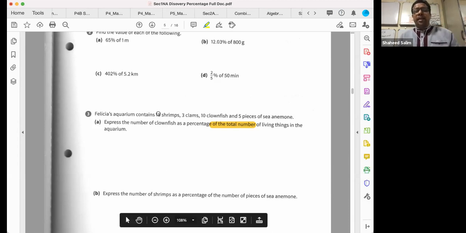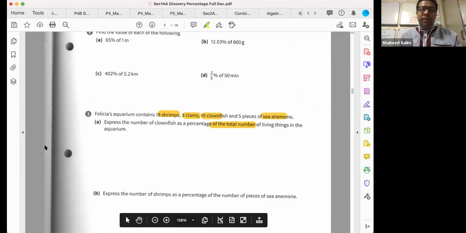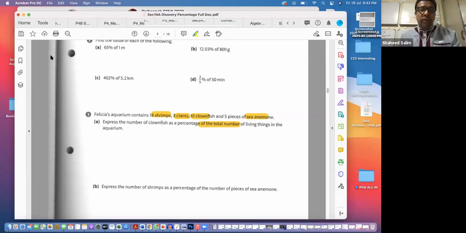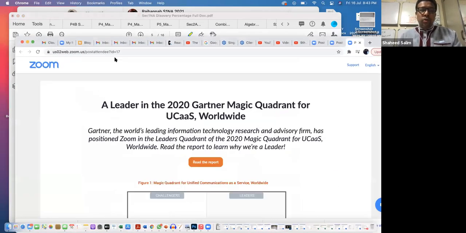Okay, let us see. You must know what these are. Shrimp, clams, clownfish, and sea anemone. Can I just share this one? I think it's very important for you all to know these different things. Let me just share this because you must know this. I think the problem with education today is we are doing so many things and the students don't know anything.